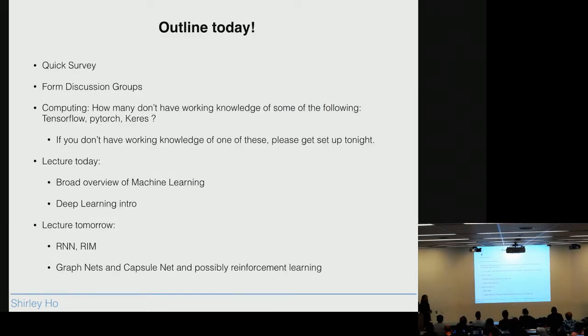So, outline for today, quick survey. We just did the quick survey. There are a few people who don't know anything about convolutional neural nets, but for the majority, I remember, have quite a lot of experience with this.